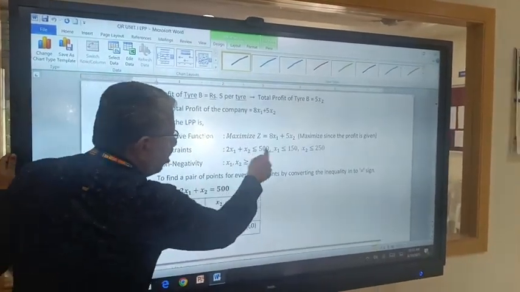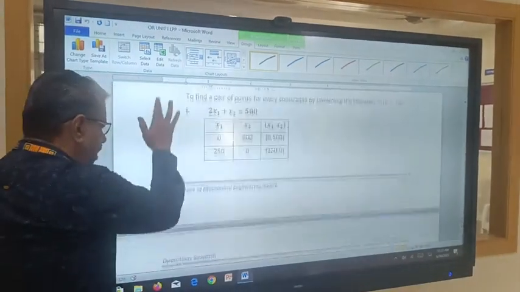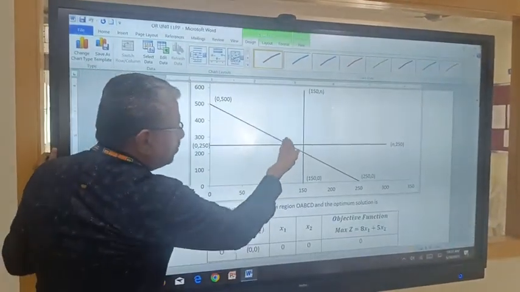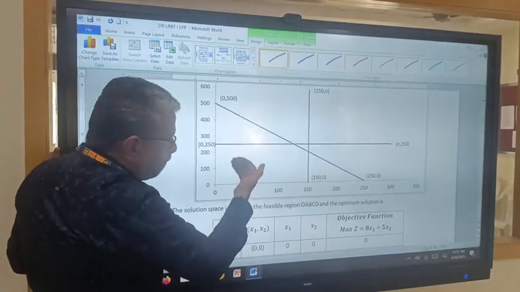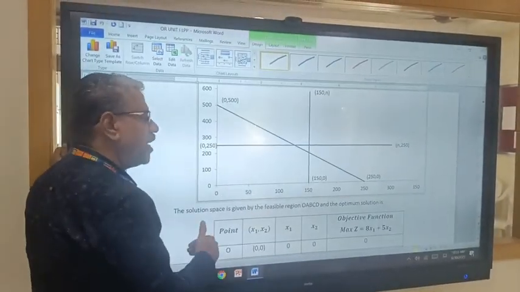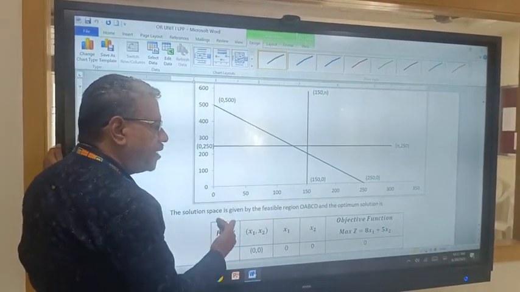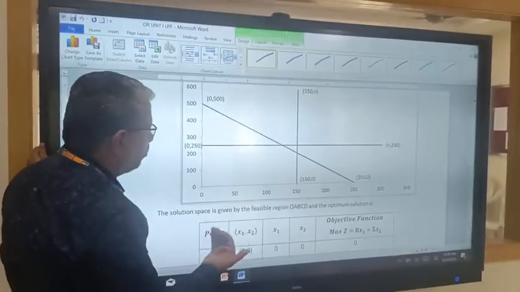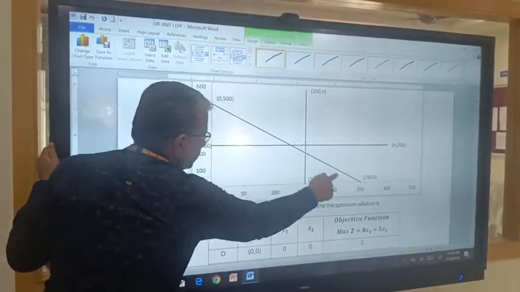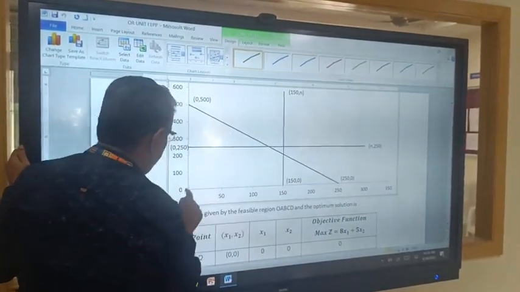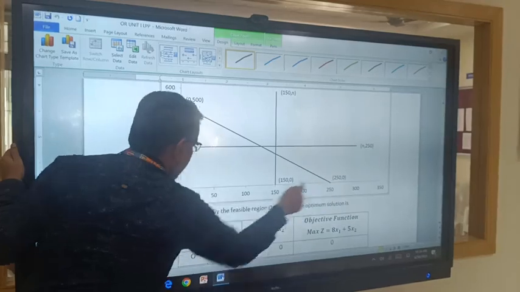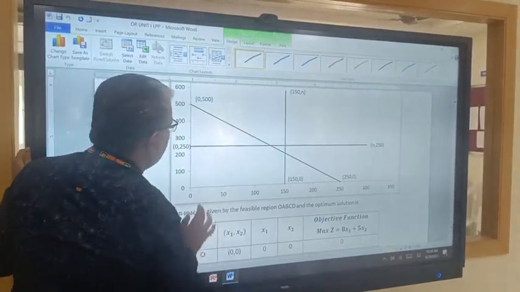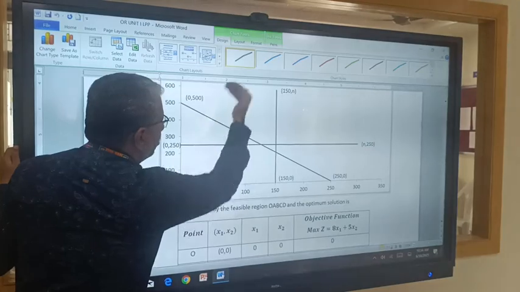All the inequalities are less than or equal to. The less than or equal to sign implies that you will have to take the space below the line. Less than means below the line, greater than means above the line. So your answer lies below the line. For example, the answer lies between this and this. So only in this area you get the answer, because above the line we will not get the answer.